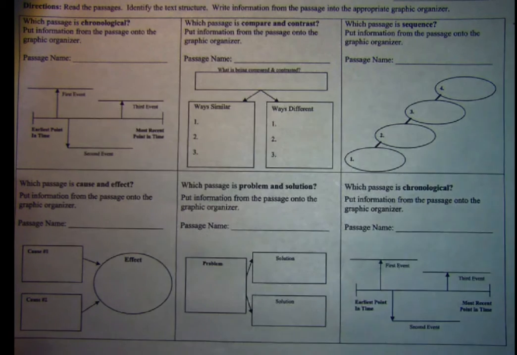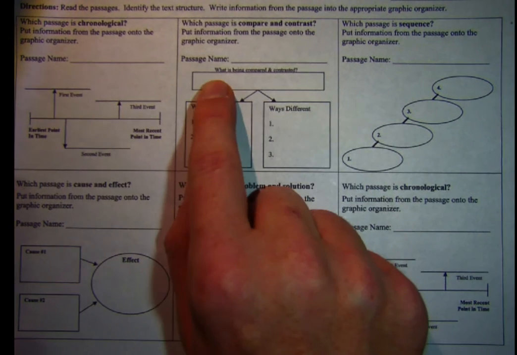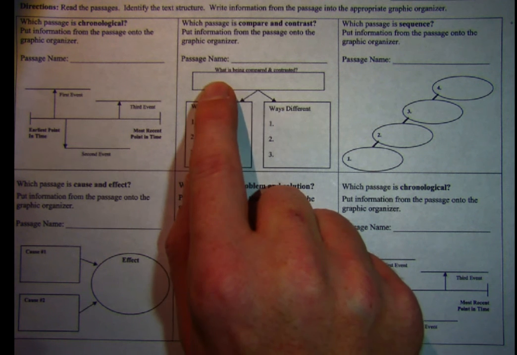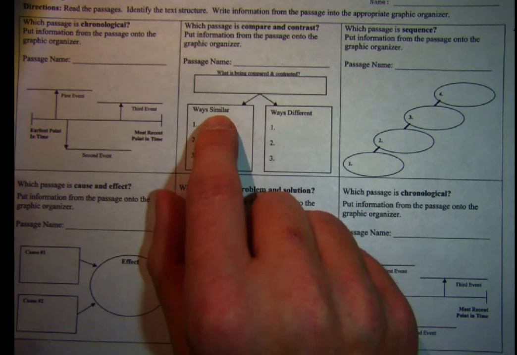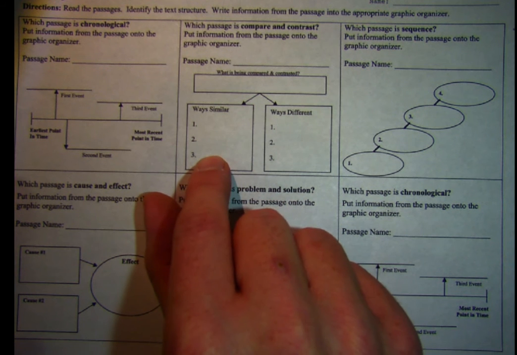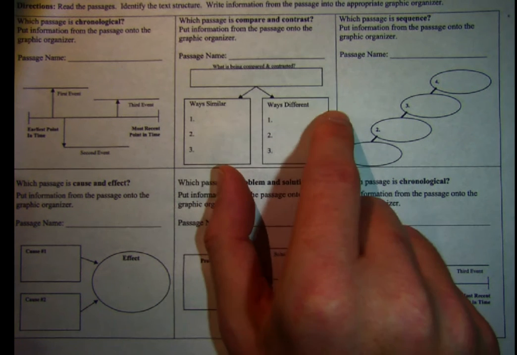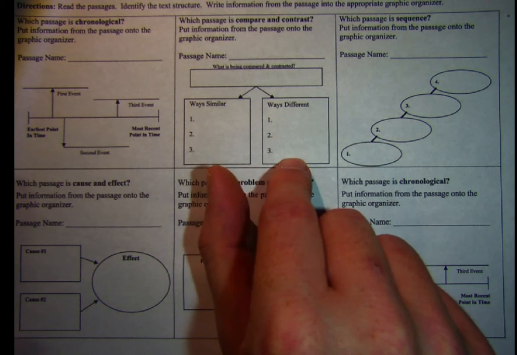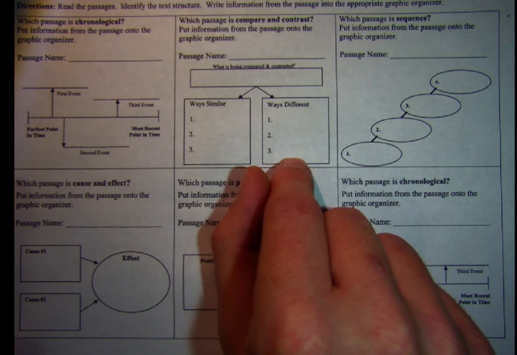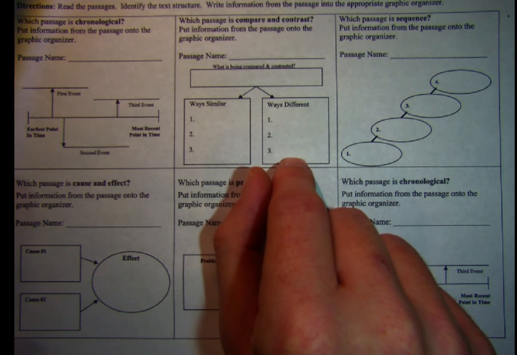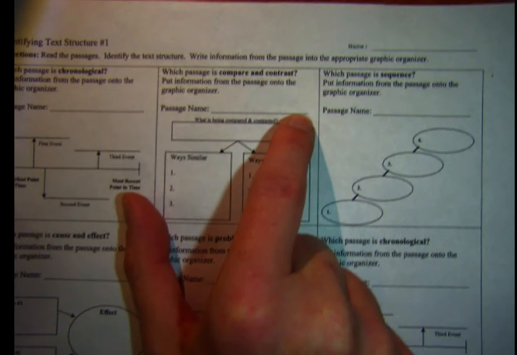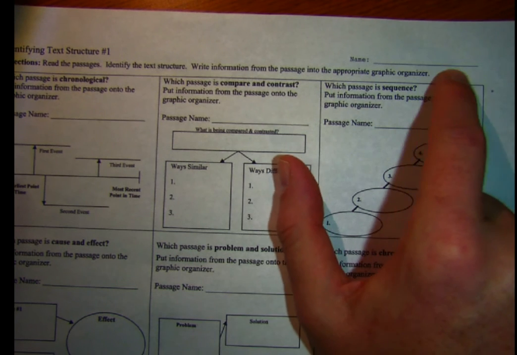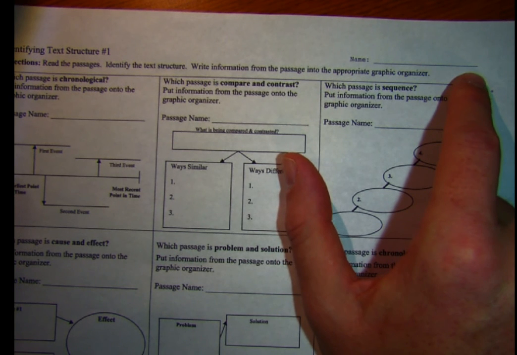You can also do something like this where you say what is being compared and contrasted. So we'd say chemical and physical changes. Over here you would write down the ways that they're similar, and over here you would write the ways that they're different. I think I will go ahead and let you do this yourself. Don't forget to also label your passage name and of course your name. Please write your names on your papers.